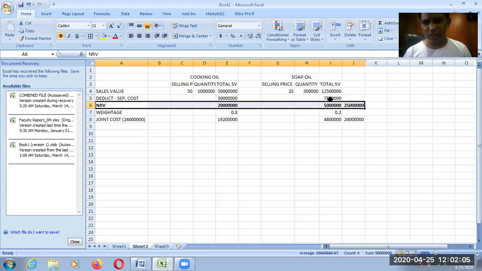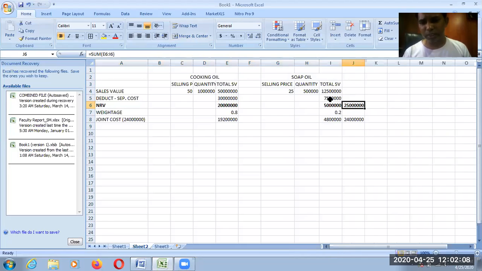So we took the total of the NRV of both the products, and then we calculated the weightage. Weightage is calculated as NRV of cooking oil divided by total NRV, and in the same way NRV of soap oil divided by total NRV. So this gives us the weightage of these two products, and joint cost is allocated on the basis of these weightages. So this is how the NRV method can be calculated. I hope this is very much clear. This is the single requirement of 16.16.